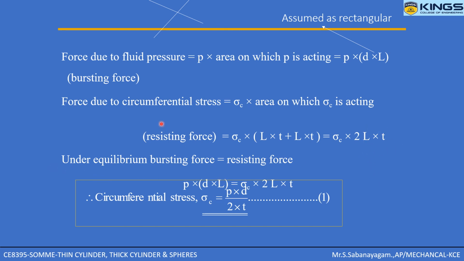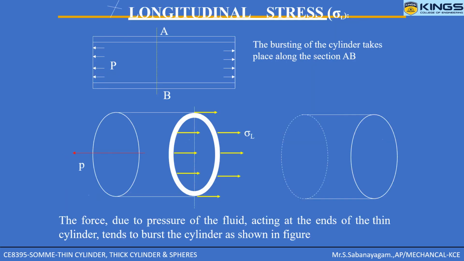Under equilibrium, the resisting force is equal to the bursting force. Again, we will get the circumferential stress for the rectangular hollow block as PD by 2t. So we have completed the circumferential stress. Now we are looking at the longitudinal stress.